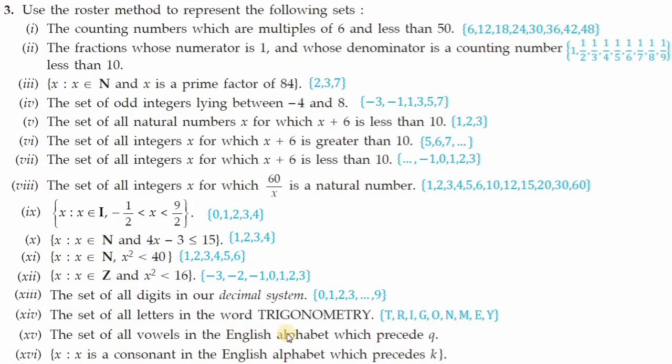Set of all vowels in the English alphabet which precede Q. That means the set of all alphabet which comes in front of Q. So these are the only English alphabet vowels which precede Q. Similarly, we have x is a consonant in the English alphabet which precedes K. So these are the consonants which precede K. All right, so you may pause the video and note it down.